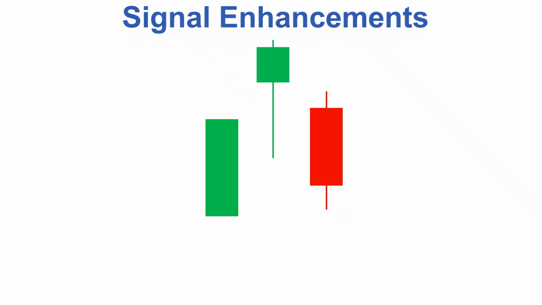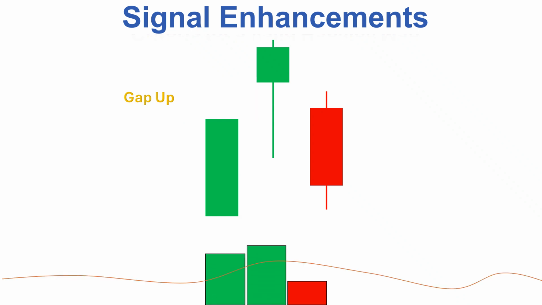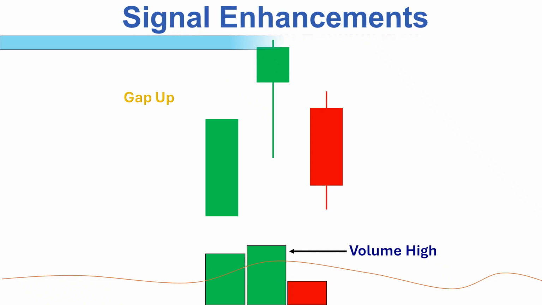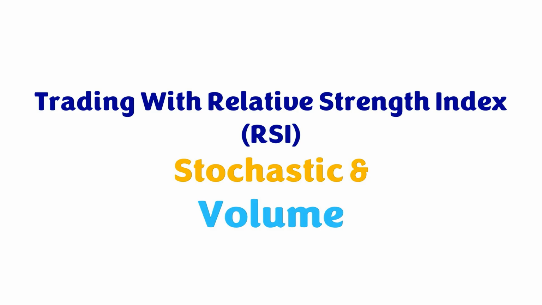Signal enhancements. The hanging man becomes more powerful when the lower shadow is very long. There is a gap up on the signal day. Volume is high, indicating institutional selling. It forms at a major resistance or a key moving average. These additional details increase reversal probability.